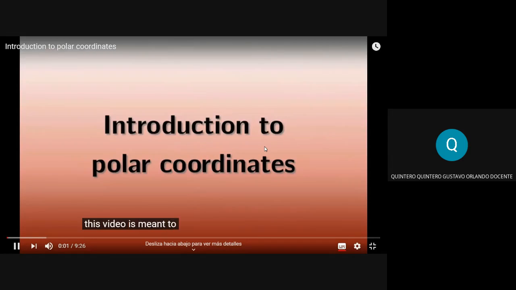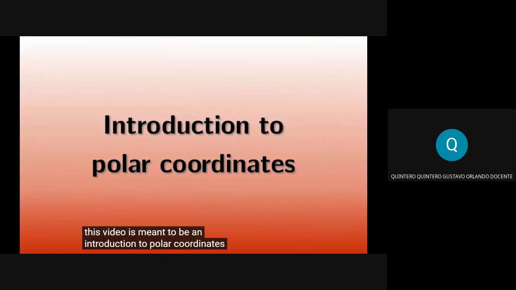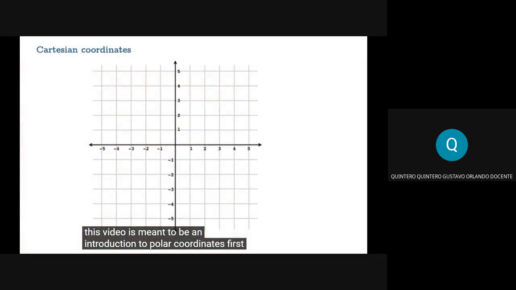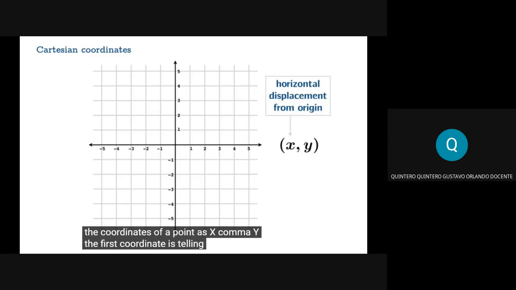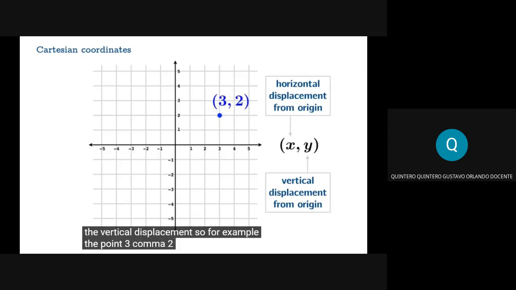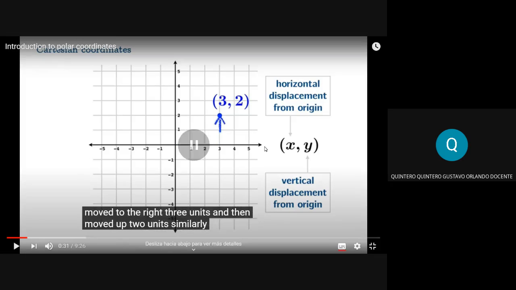This video is meant to be an introduction to polar coordinates. First, let's review standard Cartesian coordinates. You've probably worked with these quite a bit. When you write down the coordinates of a point as x, y, the first coordinate is telling you the horizontal displacement from the origin, and the second coordinate is telling you the vertical displacement. So for example, the point 3, 2 is where you would arrive if you started at the origin, moved to the right 3 units, and then moved up 2 units.